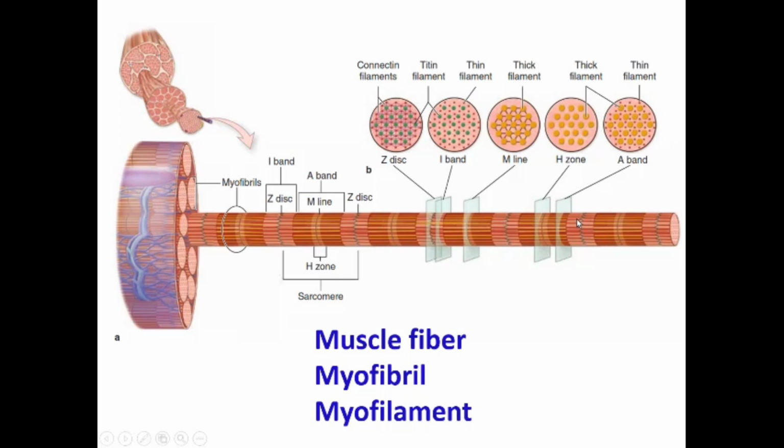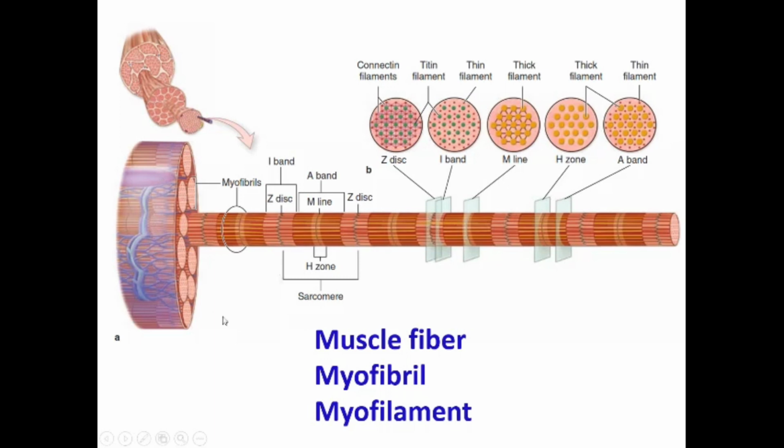When we take a section, for example, from the A band overlapping part, we can see each thick filament surrounded by thin filaments, actin. When we take a section from the H zone, you can see we have just thick filament. In the M line, you can see we have a protein connecting the thick filaments together. And also in the I band, you can see each thin filament surrounded by six another protein called titin, which I will explain.